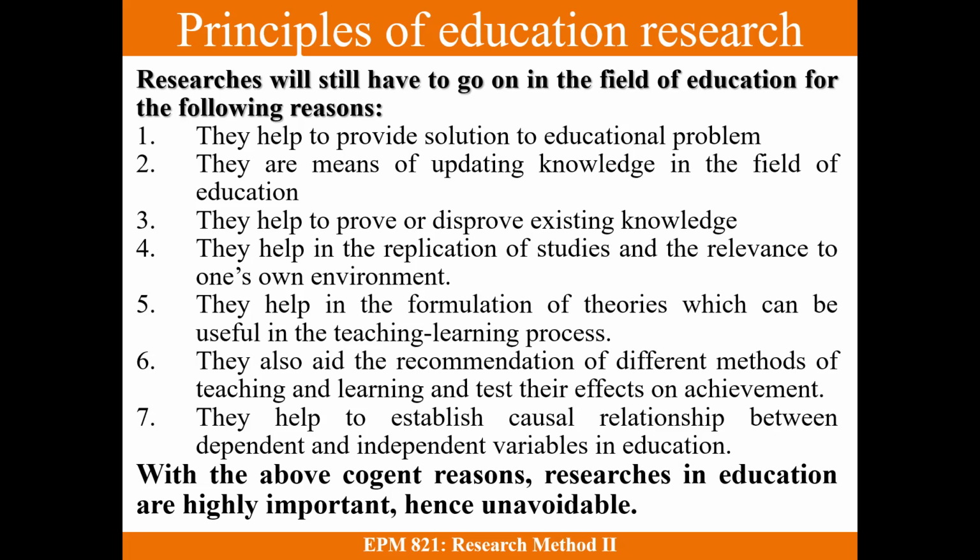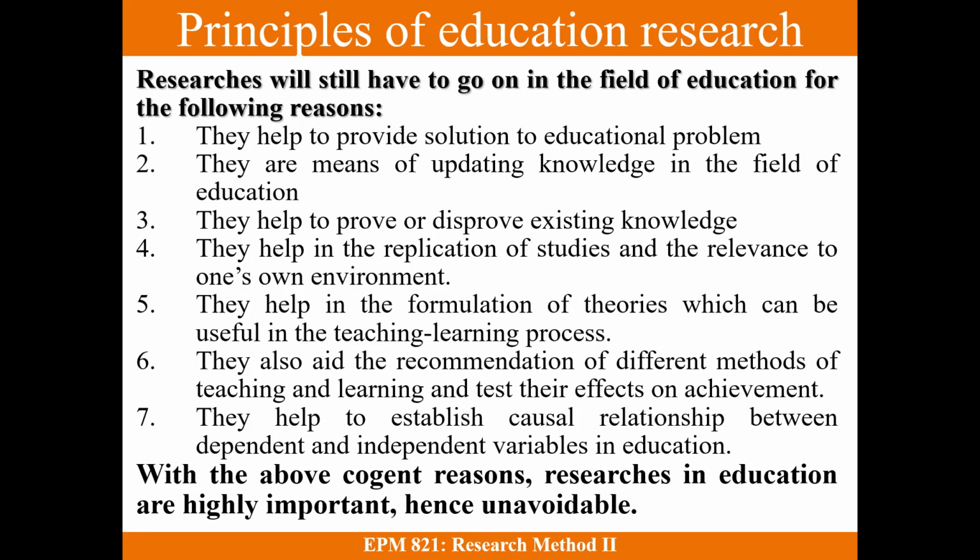Number seven, which is the last but not the least, is that research will help us establish a causal relationship between dependent and independent variables in education. We are going to look at this area of dependent and independent variables as we move forward, because you'll want to see what a dependent variable is and what an independent variable is, and how they are affecting each other.